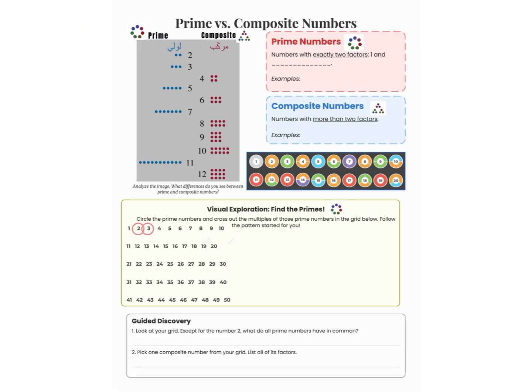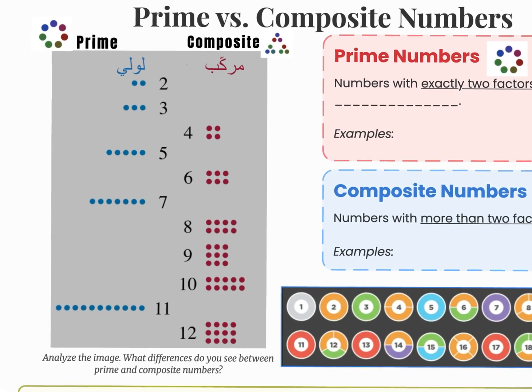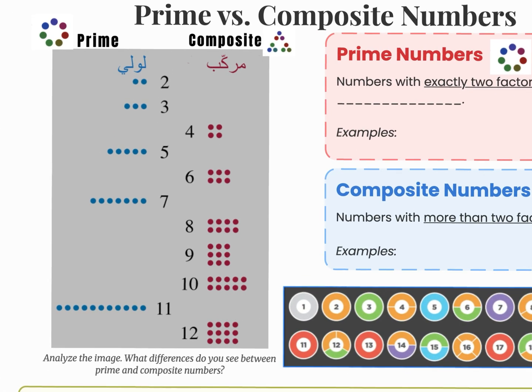And now that we've talked about factors and multiples, we can start to also look at those numbers and how they break down and what their relationship is. Because factors and multiples end up relating to what we call prime and composite numbers. So I've included a couple different visuals on this. Our first visual is over here on the left, where on this side we have prime numbers. So like 2, 3, 5, 7, and 11 are all prime. Whereas 4, 6, 8, 9, 10, and 12 are all composite numbers.